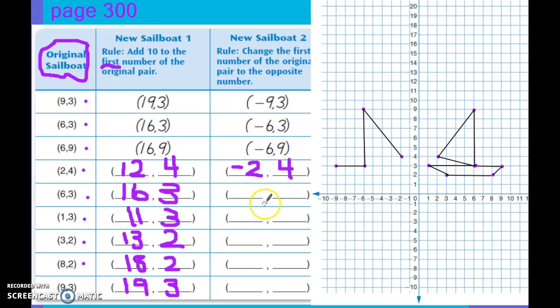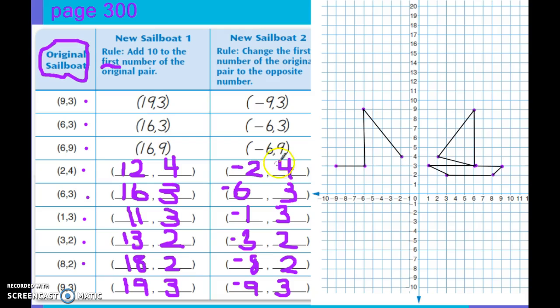My next pair here, I'm changing, remember, that first number to a negative, so -6, 3, and then I'll do -1, 3. I'm going to go ahead and write down my ordered pairs first. -3, 2, -8, 2, and -9, 3. So I have all of my ordered pairs. Now I can go through this a little more quickly and plot my points.